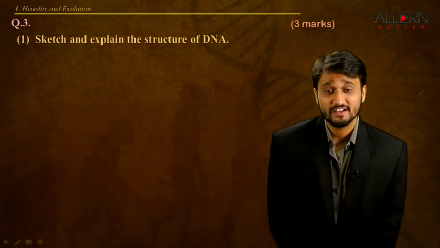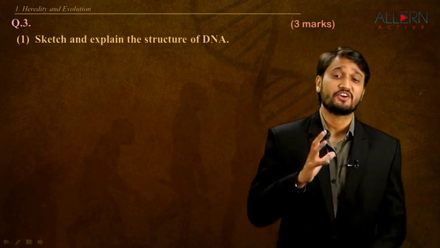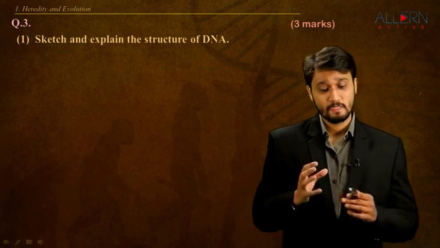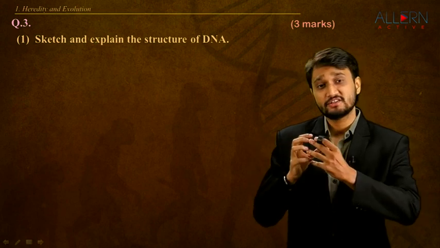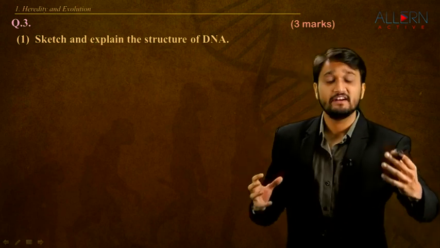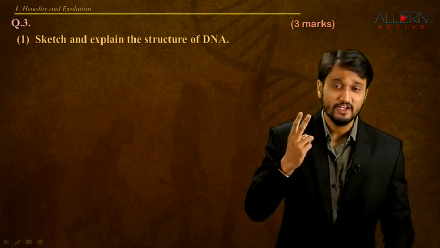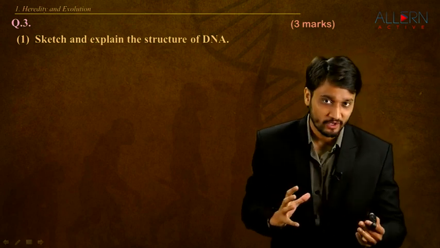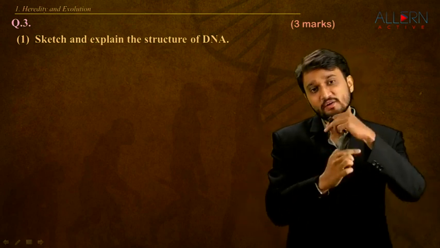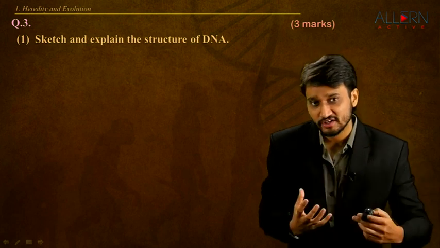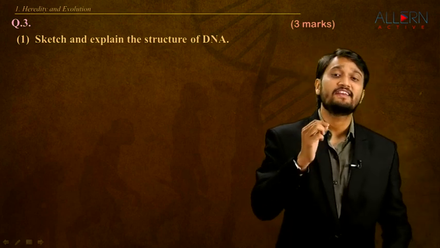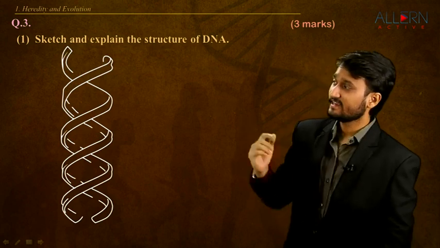So our next question is: sketch and explain the structure of the DNA. We already know DNA is a polymer, which means it's a long chain compound, and it is made up of two strands. So it is double stranded, as we call it, and these two strands intertwine, crisscross around each other to form a double helix structure, something like this.